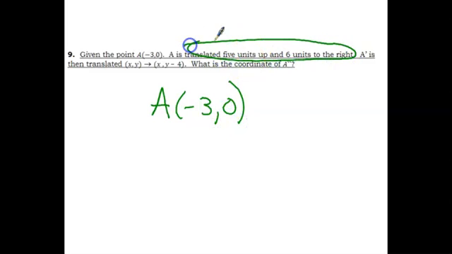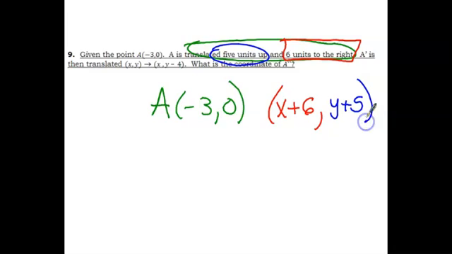All right, next one, number 9. Given the point (-3, 0), A is translated 5 units up and 6 units to the right. A1 is then translated to (x, y - 4). What is the coordinate of A1? Okay, so I have A, and that's (-3, 0), and I need to translate it based on this information. Well, what is the x? Well, the x is left or right. So 6 units to the right means x plus 6, and then it says 5 units up, which would mean y plus 5. So I need to change A to A1 using this information. So I have -3 plus 6, which becomes 3. And then I have 0 plus 5, which becomes 5.